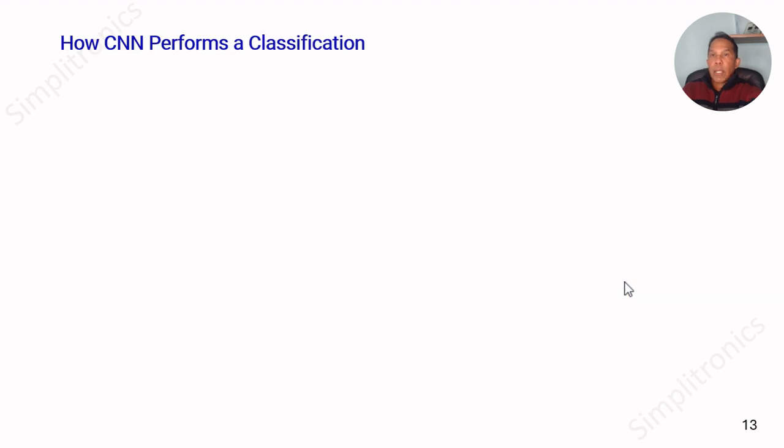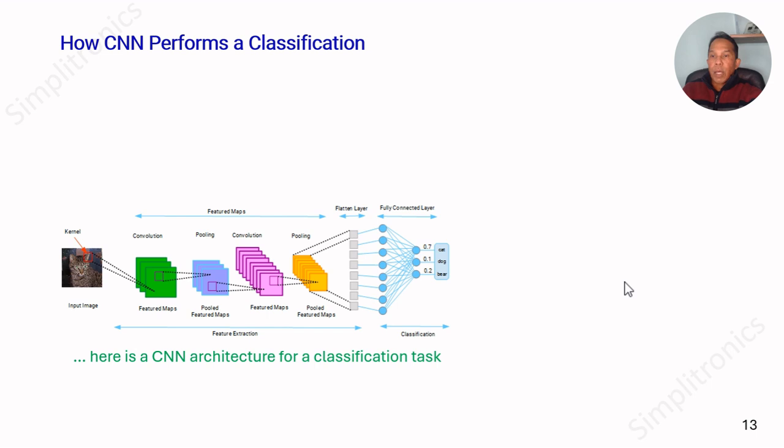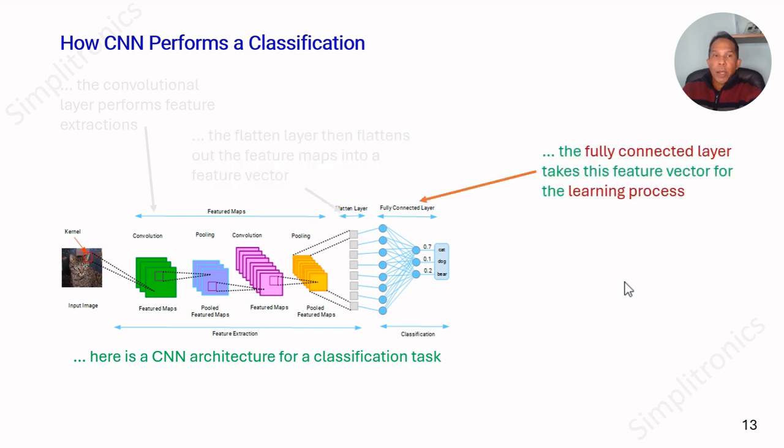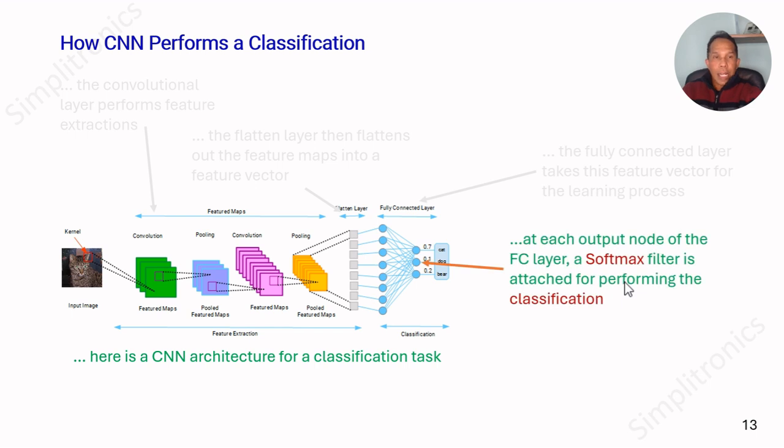How CNN performs a classification. So here is a CNN architecture for a classification task. First, the convolutional layer performs feature extraction, followed by the flattened layer, which flattens out the feature maps into a feature vector. Finally, the fully connected layer takes this feature vector for the learning process. At each output node of the FC layer, a softmax filter is attached for performing classification.